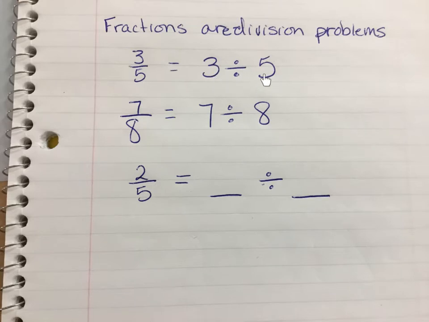If I had 3 cookies and 5 people needed to share it, of course each person wouldn't get a whole cookie. They would get pieces of a cookie. Same thing with 7/8. If I had 7 cookies, but now 8 people want to share it, of course I can't say, oh well, 7 of those 8 people will get a full cookie and the last person gets nothing. No, they're all going to share it, so they're all going to get part of a whole cookie, or a fraction, 7/8. So here we have 2/5. In your notebook, go ahead and show 2/5 as a division problem.